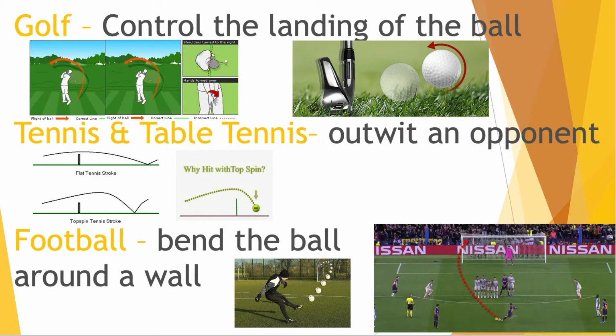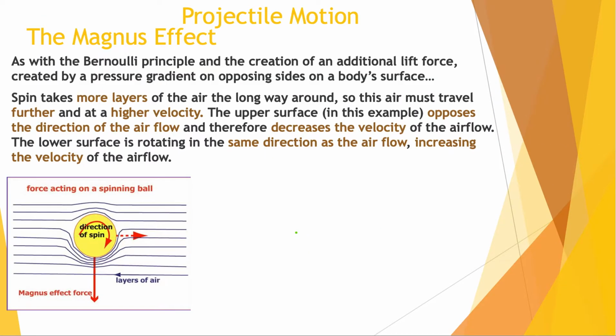So the footballer here has applied the eccentric force to the left-hand side of the ball, and it's causing the ball to deviate to the right in the air. In this picture, we've got the opposite.